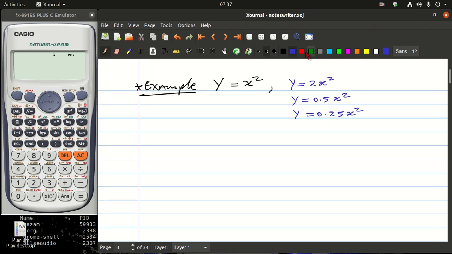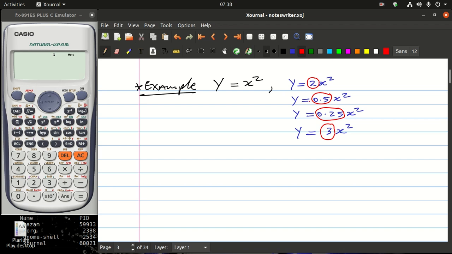Now, I want you to also notice that we have this constant here, and this constant here, and we also have that constant there. And we can also have a last one here and say we have y is equal to 3x squared. And then I also want you to take note of a 3 there.